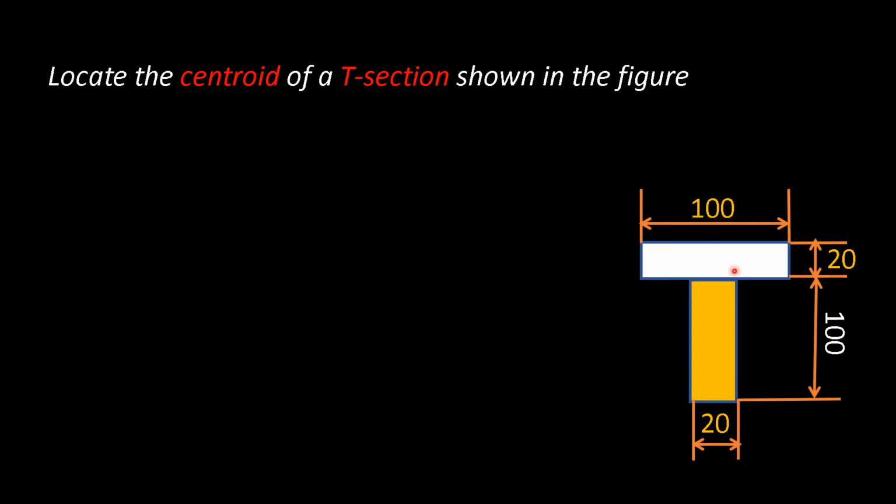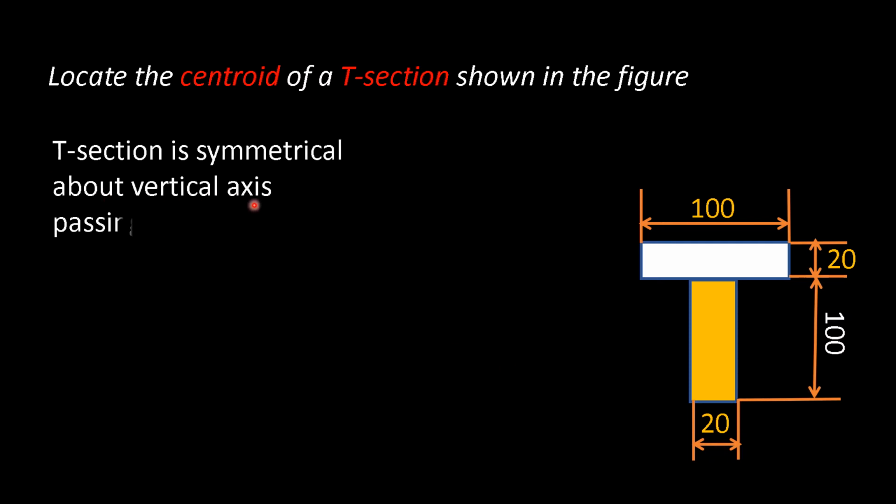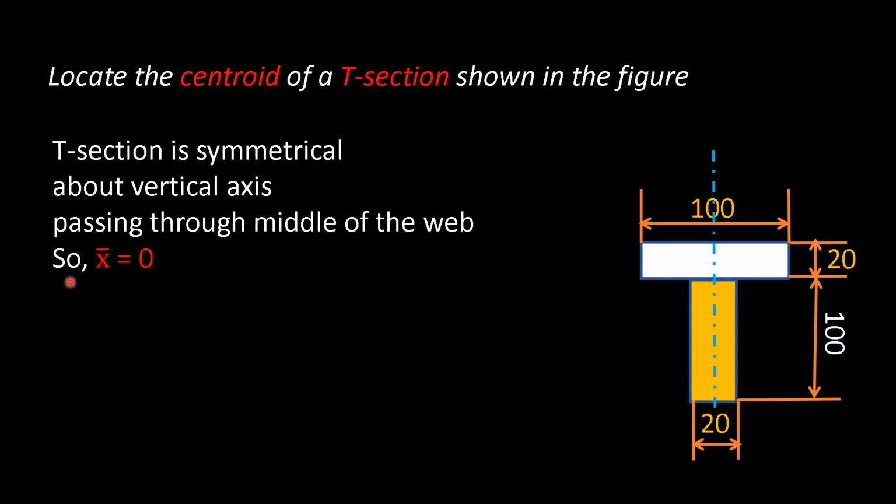Locate the centroid of a T-section shown in the figure. The dimensions of flange are 100 by 20 and that of web are 100 by 20. T-section is symmetrical about the vertical axis passing through the web. So this is the vertical axis passing through the web. So we have x bar equals 0.